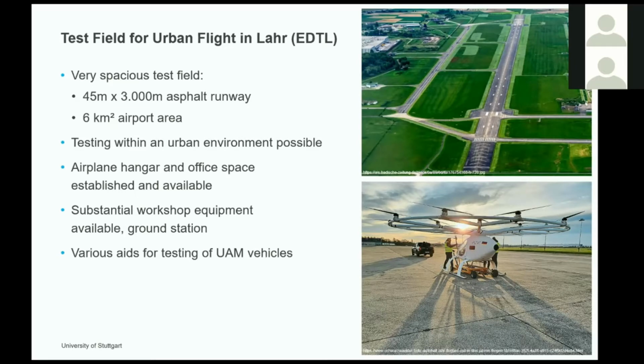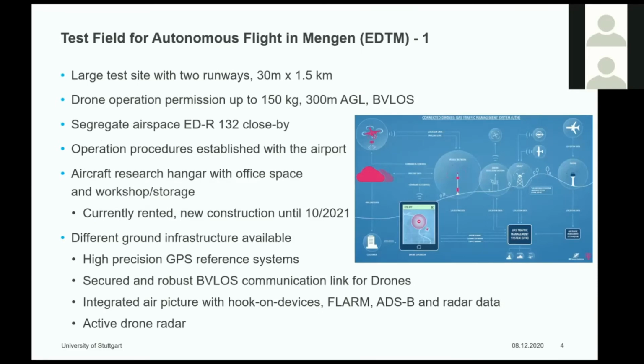And there are various other tools and aids for testing UAM vehicles. The other test site for autonomous flight, so this was the test field for urban flight, and the test field for autonomous flight is located about 120 kilometers east at the airfield in Mengen. It features an asphalt runway of 1.5 kilometers and an additional grass runway.